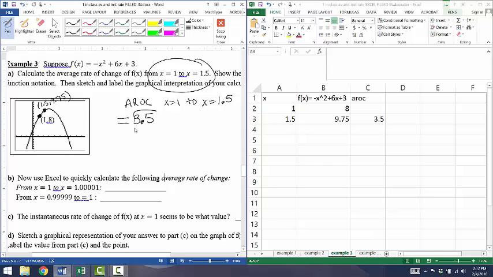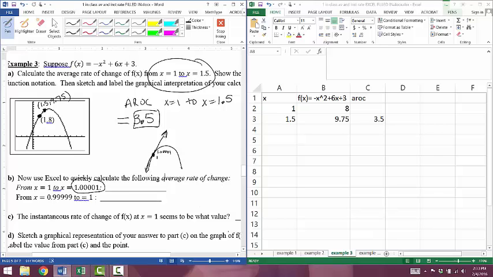So on average, if you travel from x is 1 to x is 1.5, the function goes up 3.5 on average. I'm interested in finding the instantaneous rate of change when x is 1. So I'm going to get a little closer. I picked two values here in part B that are very, very close to x equals 1. I picked 1.00001. It's very close to it on the right. So if we were to draw that, it would be 1 and then just a tiny bit to the right, 1.00001. If you drew the secant line between those two, it is almost indistinguishable from the tangent line.